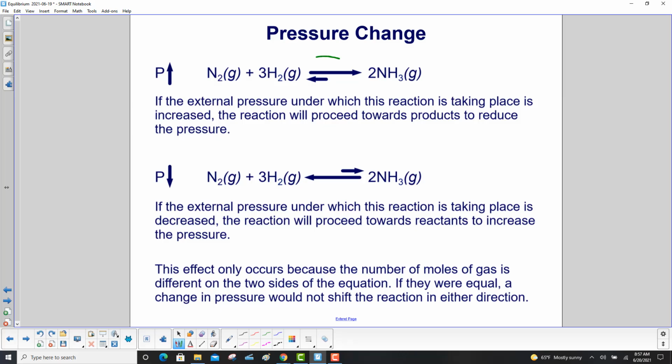Let's draw it with the correct arrows here now. We've increased the pressure that the reaction is taking place, so the reaction will proceed towards the products to reduce the pressure. Now, if the external pressure is decreased, then the reaction will proceed towards the reactants to increase the pressure. This effect only occurs because the number of moles of gas is different on the two sides of the equation. If they were equal, a change in pressure would not shift the reaction in either direction.